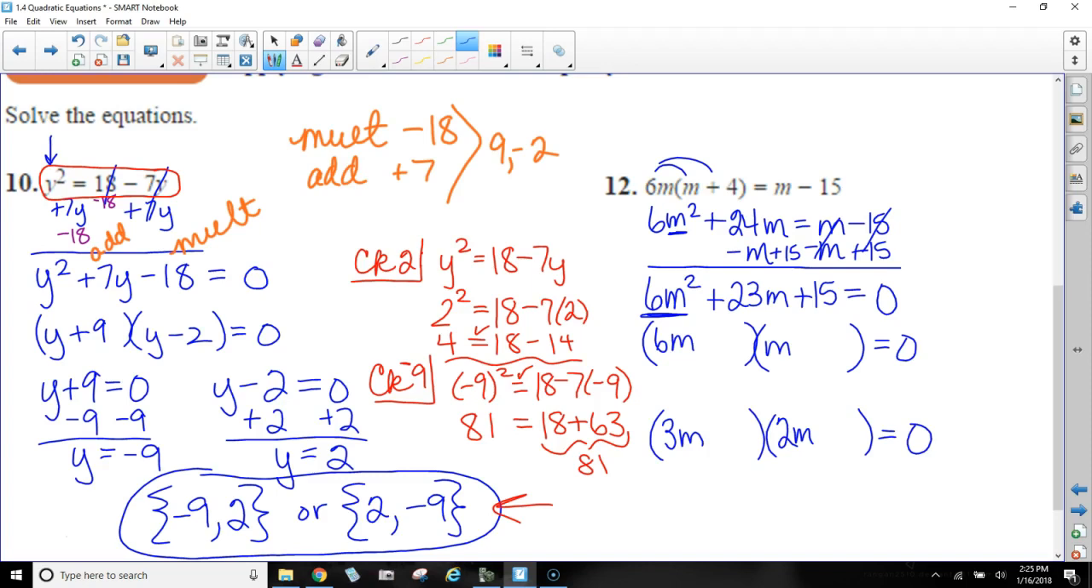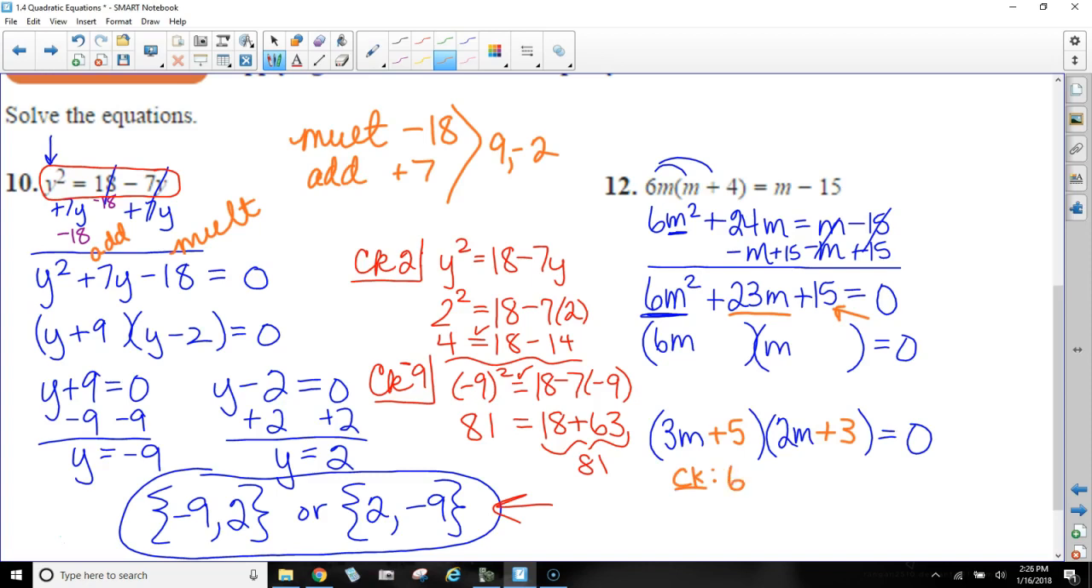Now, I do know that I want outer times outer and inner times inner to combine to give me 23m, and last times last needs to be a positive 15. There's a number of ways that could happen. Now it's a matter of just trying to insert some things and see if it would work. So let's say down here, what if I would have a positive 5 here and a positive 3? That might work, but then when I go to check it, look at what happens.